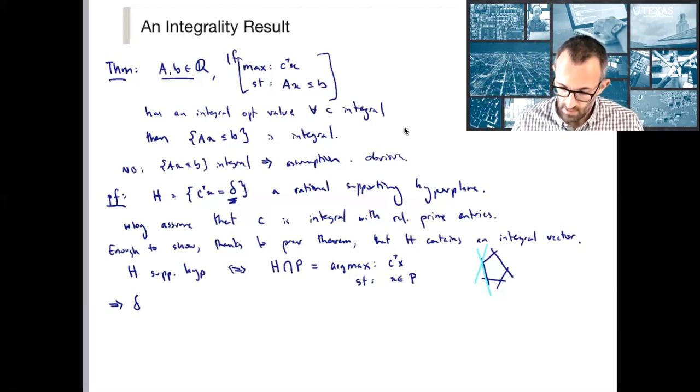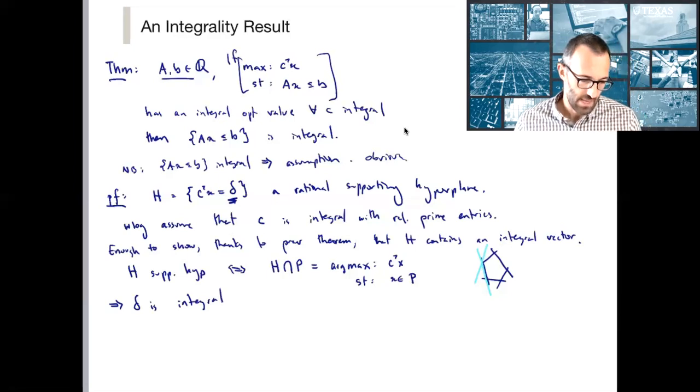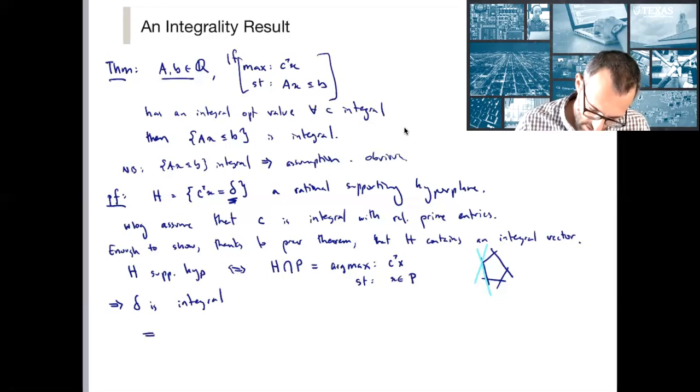But this says that delta is in fact integral. So delta is integral, and what does that mean? So what do we want to conclude? We want to conclude that H contains an integral point, and we basically get this by the fact that the entries of C are integral and relatively prime.